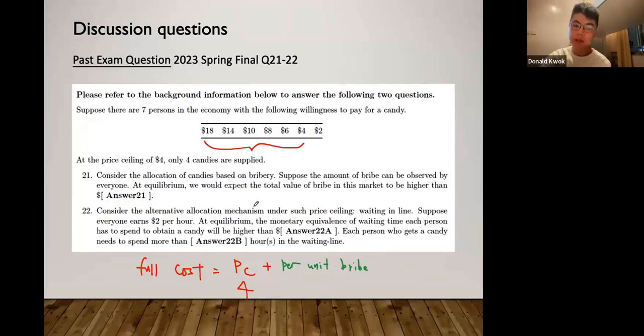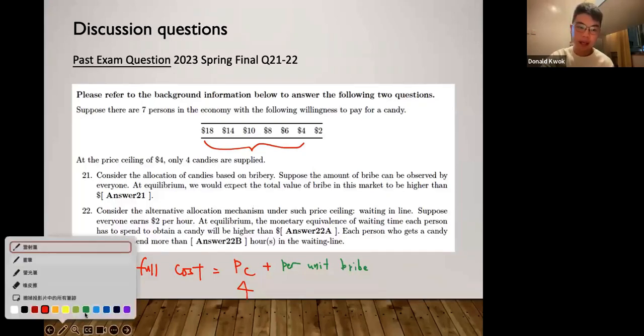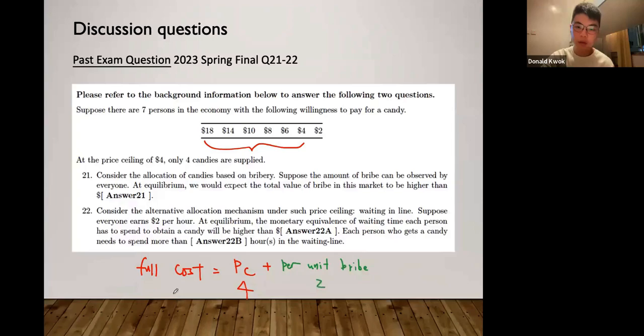Okay, so imagine a per unit bribe of $2 first. In this case, the full cost of buying the good will become 4 plus 2, which is $6. And effectively, only these 5 buyers are willing and able to buy at the level of price ceiling with the per unit bribe of $2. And as you can see, the market is not yet clear because the quantity demanded is 5, greater than the quantity supplied of 4.